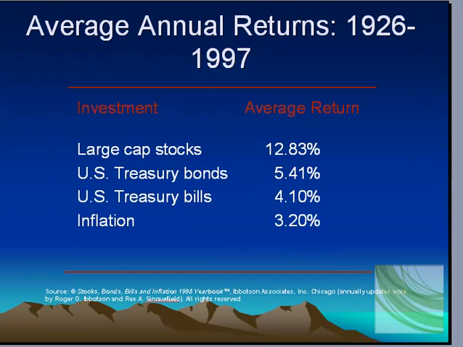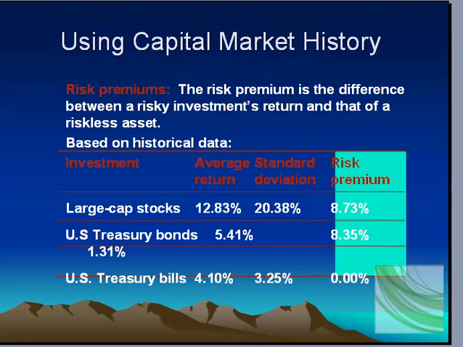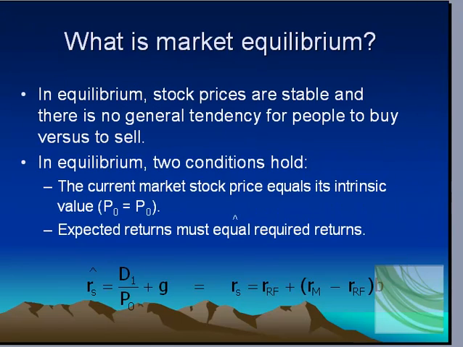Historically, the average annual return on large cap stocks is 12.83%, US T bonds 5.41%, T bills 4.10%, and inflation is 3.20%. The risk premium is the difference between a risky investment's return and a riskless asset's return. Based on historical data, the standard deviation is 20.8% for large cap stocks and 3.25% for US T bills. That's the capital market history.